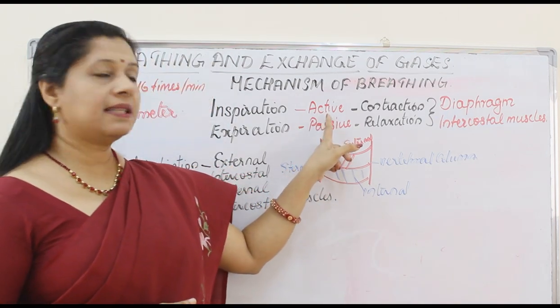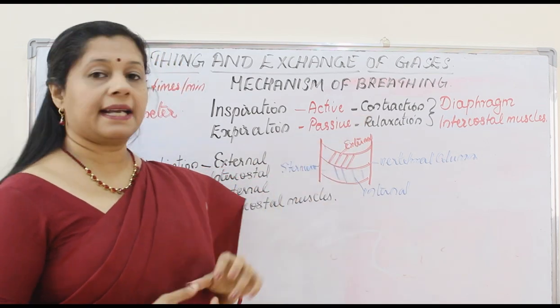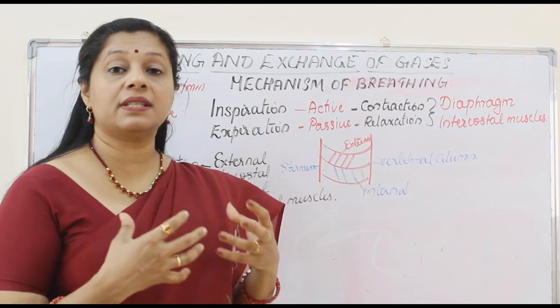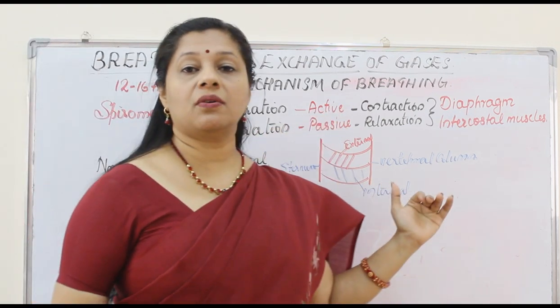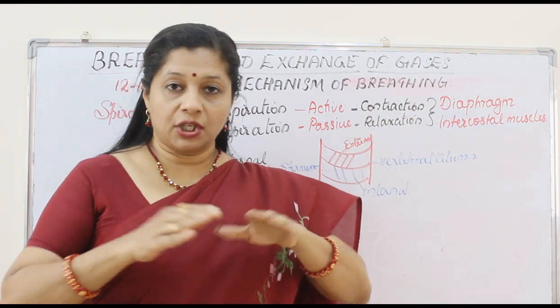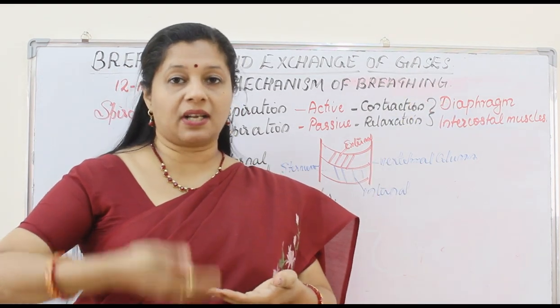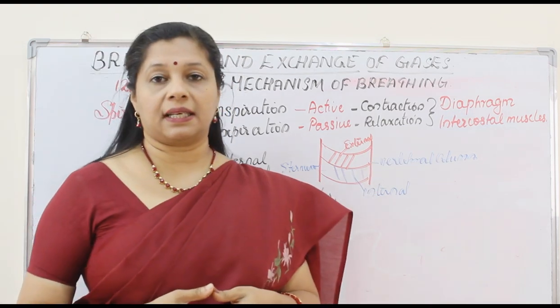So why is it active? Because it involves contraction of certain muscles. Whereas exhalation is passive because it involves the relaxation of muscles. So which are the muscles undergoing contraction or relaxation? Basically the diaphragm, which is a dome-shaped part separating our thoracic and abdominal chamber, and the intercostal muscles.